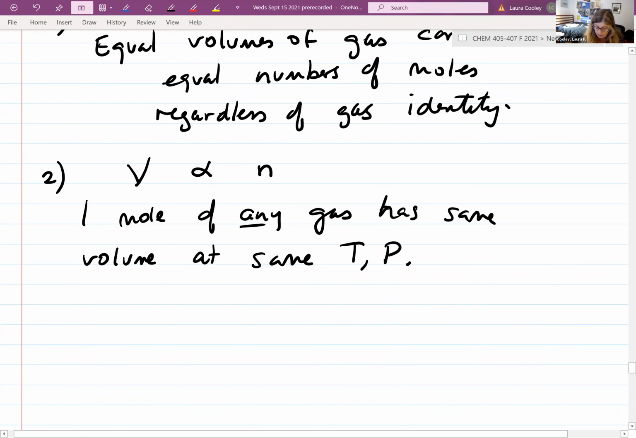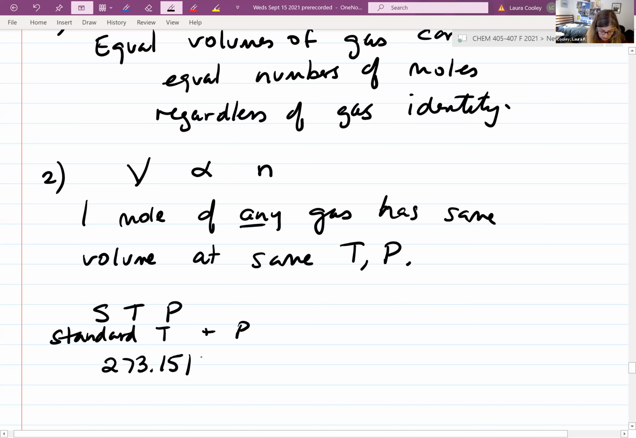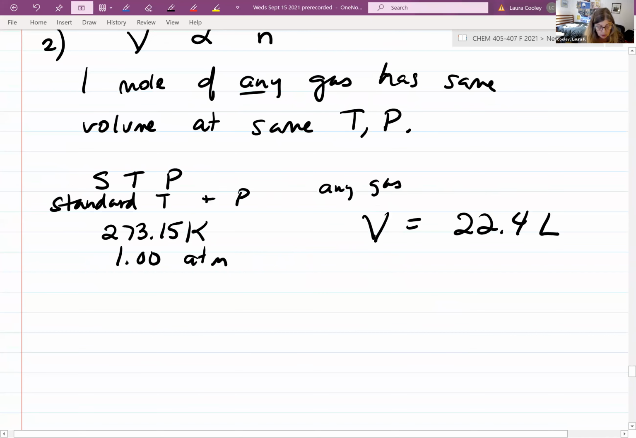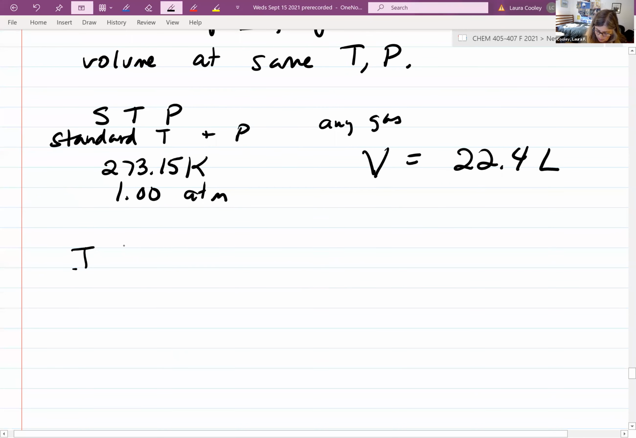And we have a particular situation we call STP, standard temperature and pressure, which is 273.15 Kelvin and 1 atmosphere. And the volume of any gas is 22.4 liters. How do I know this? I use the ideal gas law. So let me show you where the ideal gas law comes from.